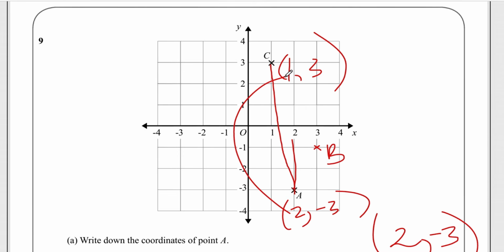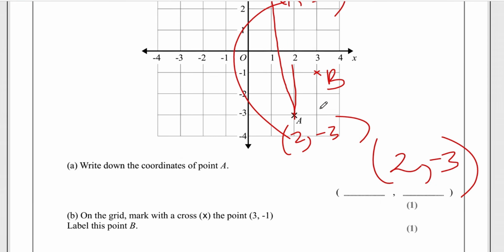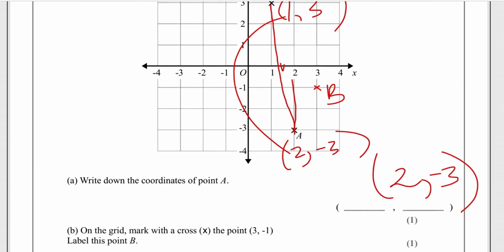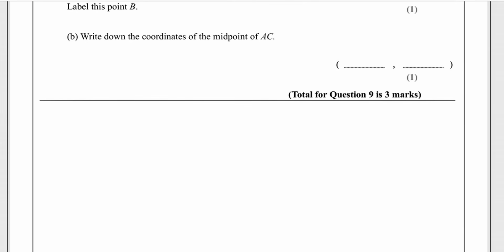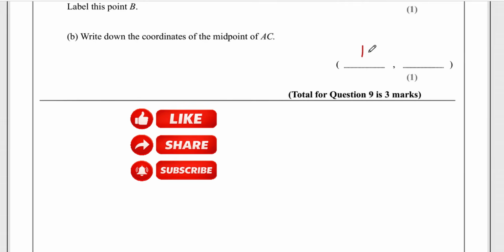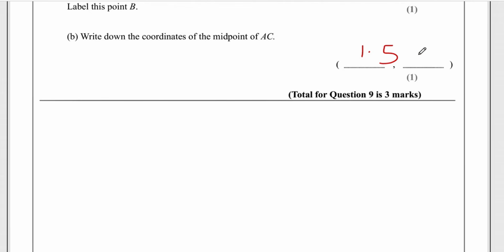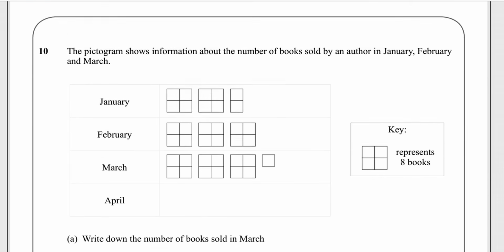So 2 plus 1 is 3. 3 divided by 2 is 1.5. So you can see if it was with a ruler, it would go to 1.5. And then for the y-axis, we have 3 plus -3, which is 0. Okay, 0 divided by 2 is 0. So the midpoint is 1.5, 0. All right, good. We go to the next one.